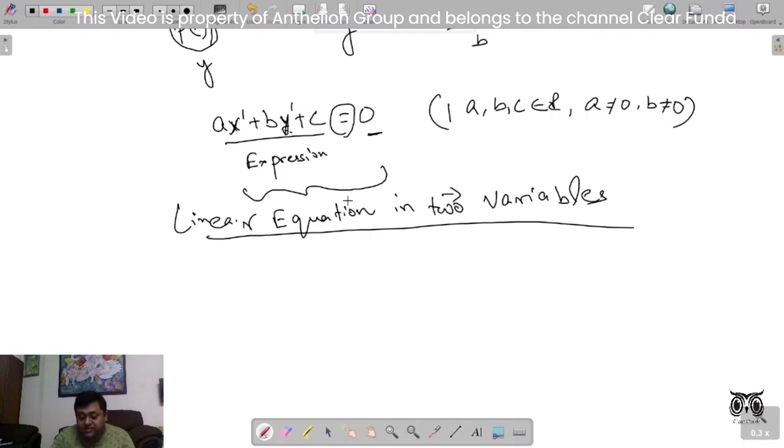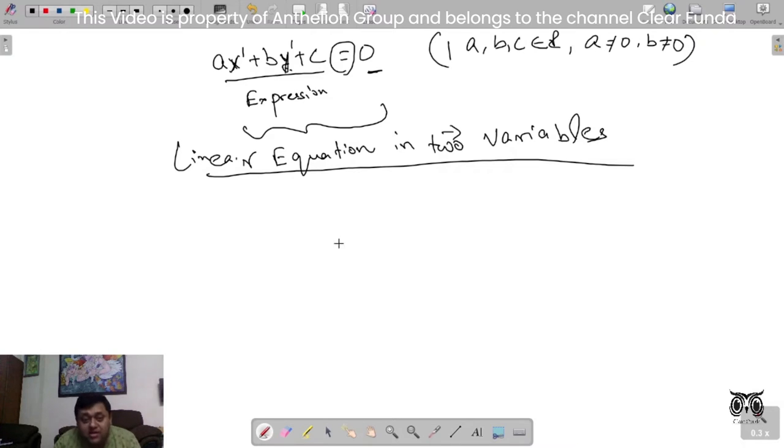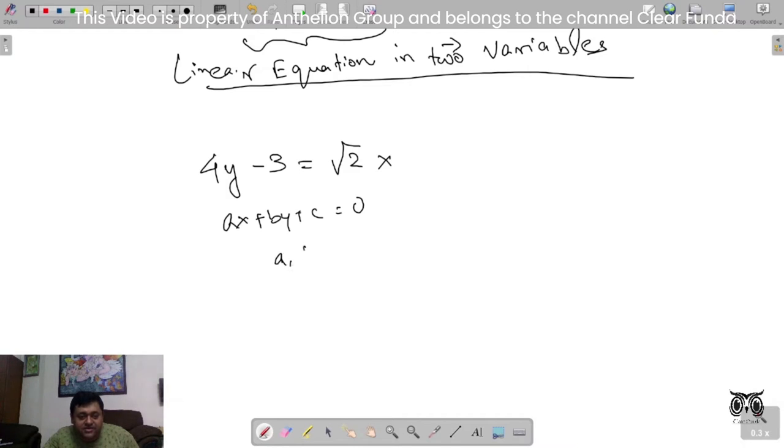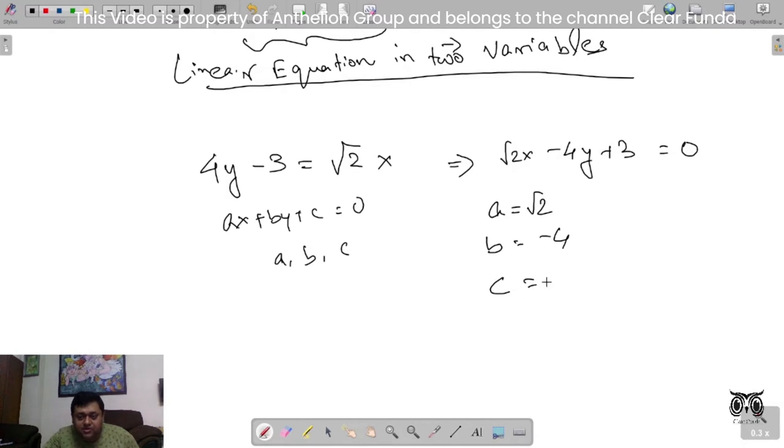So you have got a more or less understanding of this one. What kind of questions can normally come in this particular chapter? First of all, they might give you an equation, say this kind of an equation, 4y minus 3 equals root 2 x. Now they say make it of the form ax plus by plus c equals 0 and tell what are the a, b and c. If I change it into this form, we will get root 2 x minus 4y plus 3 equals 0. I take all these terms on one side. So a equals root 2, b equals minus 4, and c equals 3. So this can be one kind of problem that might come.